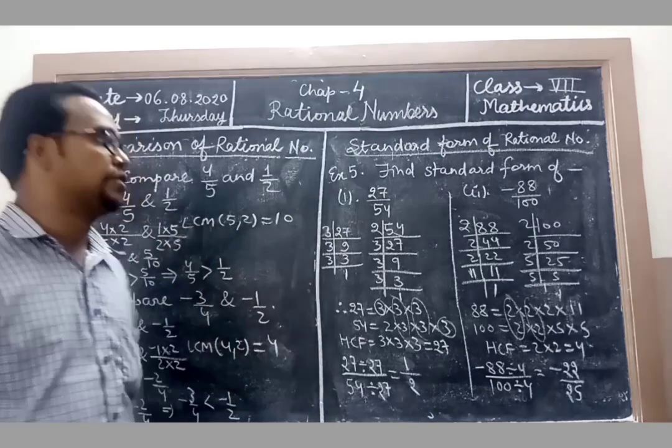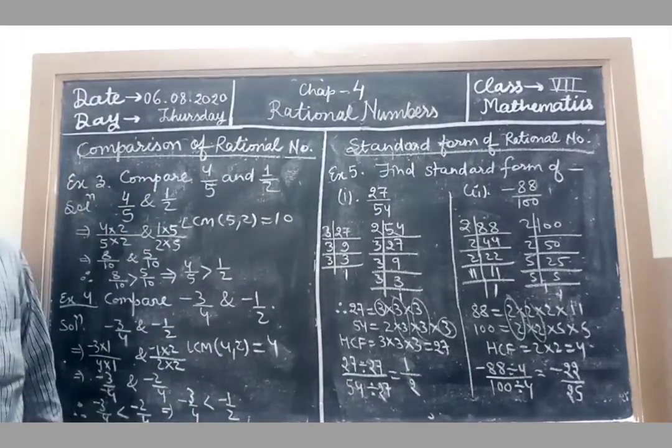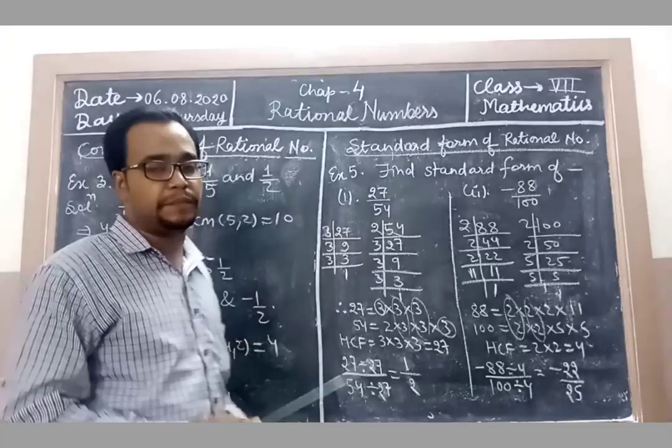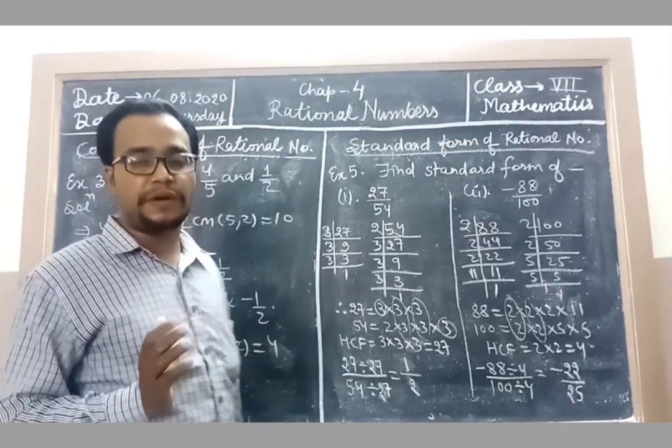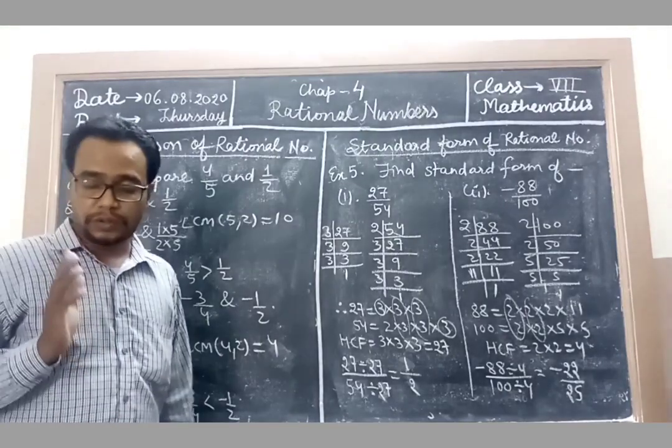Standard form of a rational number. Standard form means the rational number can be changed into the form a upon b, where a and b are co-prime numbers. Co-prime numbers means numbers whose HCF is 1.